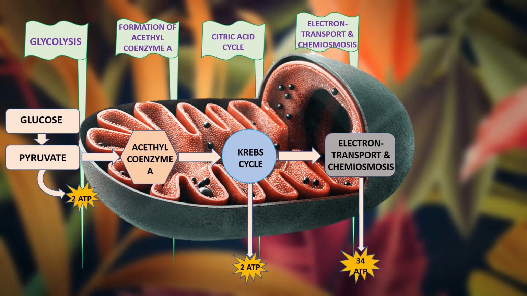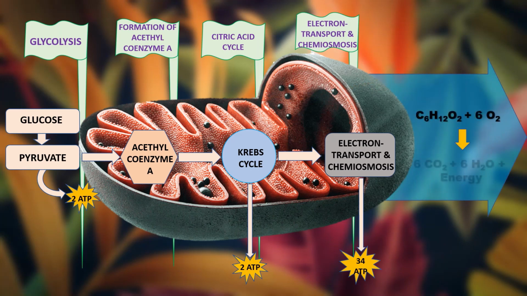The electron transport chain and chemiosmosis take place in the folded inner membrane of the mitochondria called the cristae. In the end, aerobic respiration can make up to 38 total ATP theoretically, but usually it's a bit less than that, more like 30 to 32 ATP. So, the final reaction is glucose plus oxygen yields 6 carbon dioxide and 6 water plus energy in the form of ATP, and lots of it.